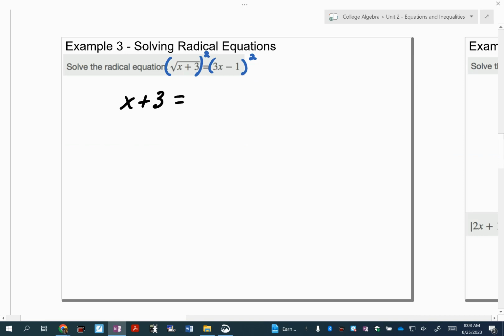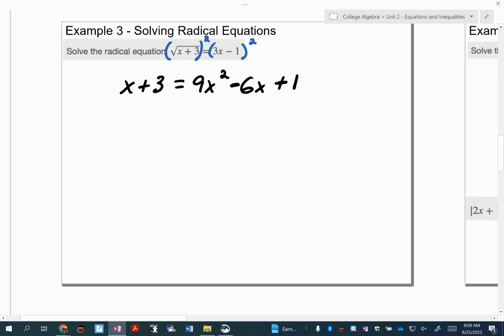When I expand 3x minus 1 squared, the way you want to do this is you want to take the first term, which is 3x, and square it, which gives us 9x squared. Take the second term and square it, which gives you plus 1. And to find the middle term, you multiply the two pieces together, and then you double it. So 3x times negative 1 is negative 3x, but times 2 gives you negative 6x. All right, this looks like what we did last lesson.